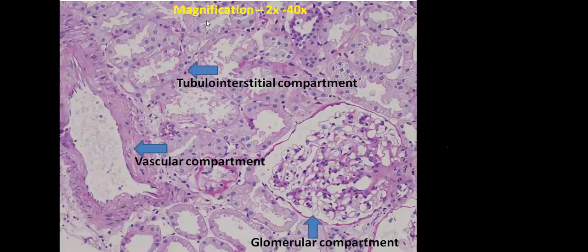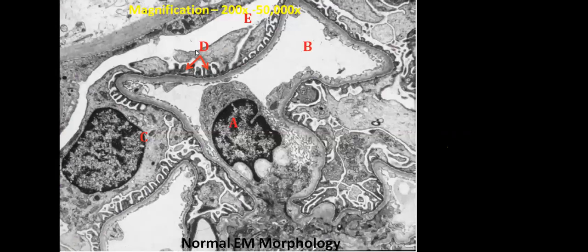This is the light microscopy view, where, as I told you, there are 3 compartments we look at. There is a glomerular compartment and a tubulointerstitial compartment. These are the tubules. Normally tubules are arranged in a back-to-back manner, with interstitium in between. This is the tubulointerstitial compartment, this is the glomerular compartment, and the third is the vascular compartment. Under light microscope or immunofluorescence, the magnification is 2 times to 40 times. But with electron microscope, the magnification starts from 200 times and goes up to 50,000 times. So it is extremely high magnification, and you can look at structures.